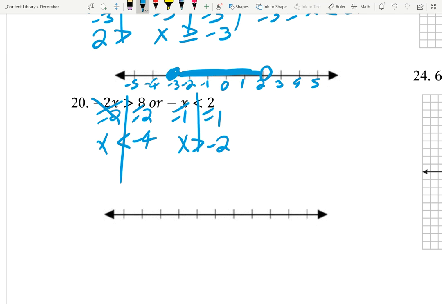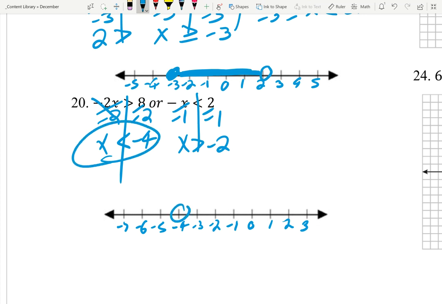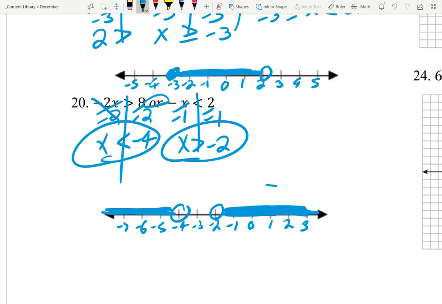This becomes negative 2. So we're going to have negative 4, negative 3, negative 2, negative 1, 0, 1, 2, 3, negative 5, negative 6, negative 7. So we're going to have an open circle at negative 4, and we're shading less than negative 4, so it's going to be negative 5, negative 6, negative 7, the left side of that circle. We have an open circle at negative 2, and we're shading greater than negative 2. So we're going to shade negative 1, 0, 1, 2, 3. And again, there's our result. Another OR problem, another problem where we shaded opposite directions.